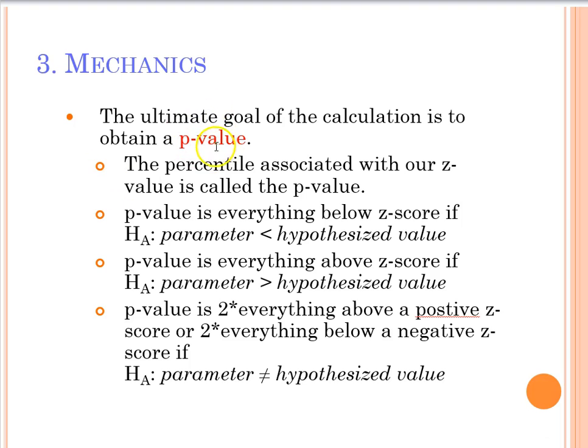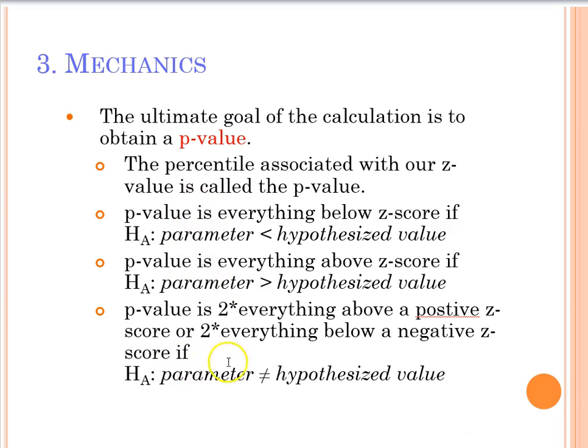The p-value then is just generated from our z-score. So once you've calculated the z-score, you can calculate the probabilities using the z-table. And how you do that is based on how you've defined your alternative hypothesis. That's why it's really important you set up this alternative hypothesis correctly. So if you're looking at something less than the hypothesized value, you're looking at everything below the z-score. If you set up your alternative hypothesis as greater than, you're looking at everything above that specified z-score. And so you can use these for the one-tailed tests.